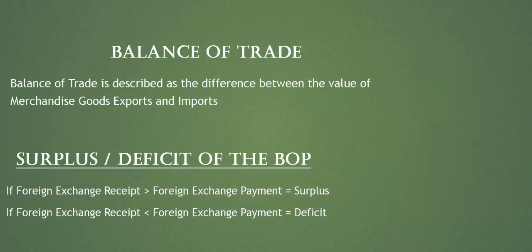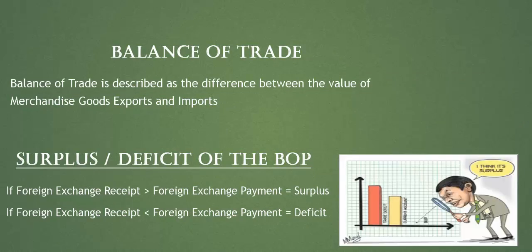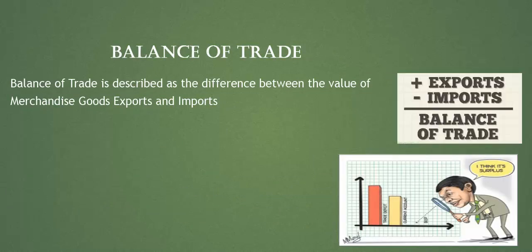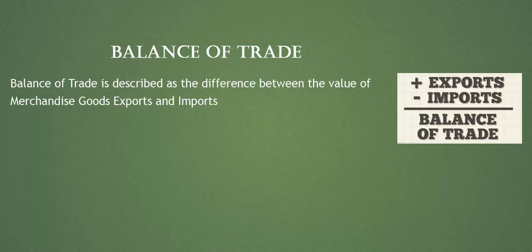Balance of trade. Balance of trade is described as the difference between the value of merchandise, visible goods, exports and imports. Thus, BOT represents the net trade in tangible assets.